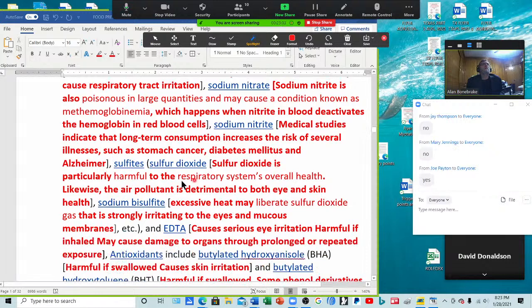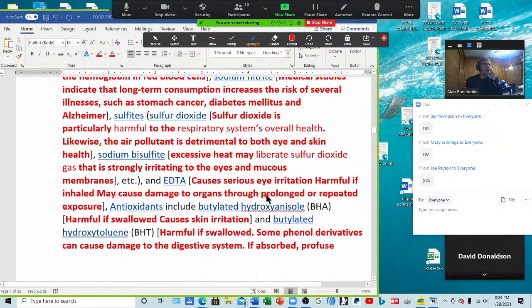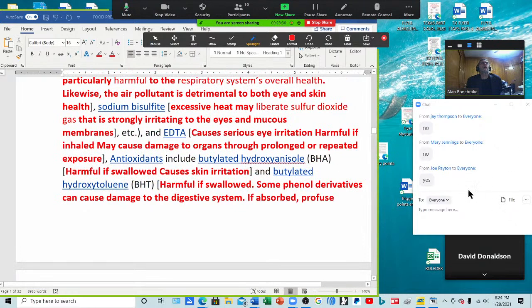Sulfites. Sulfur dioxide is particularly harmful to the respiratory system's overall health. Likewise, the air pollutant is detrimental to both eye and skin health. Sodium bisulfite: excessive heat may liberate sulfur dioxide gas that is strongly irritating to the eyes and mucous membranes. So heating the food liberates that, causing possible problems to the eyes and mucous membranes. How many of you knew that about sodium bisulfite? Just heating it could cause problems to the eyes, lungs, and nostrils. Okay, we're all learning stuff here.